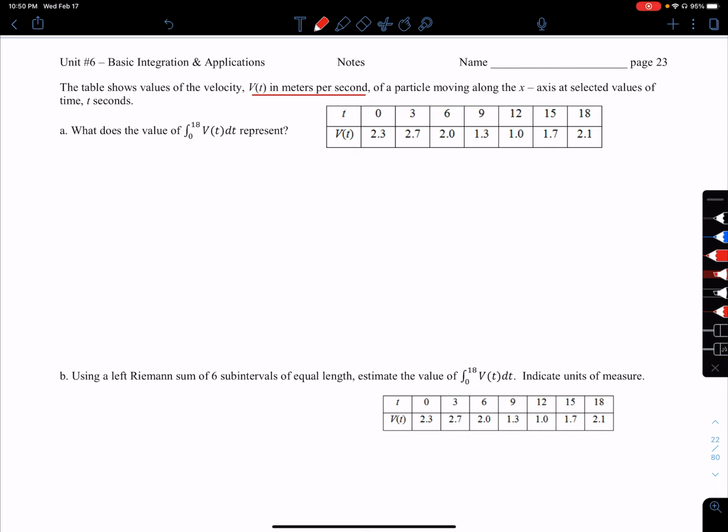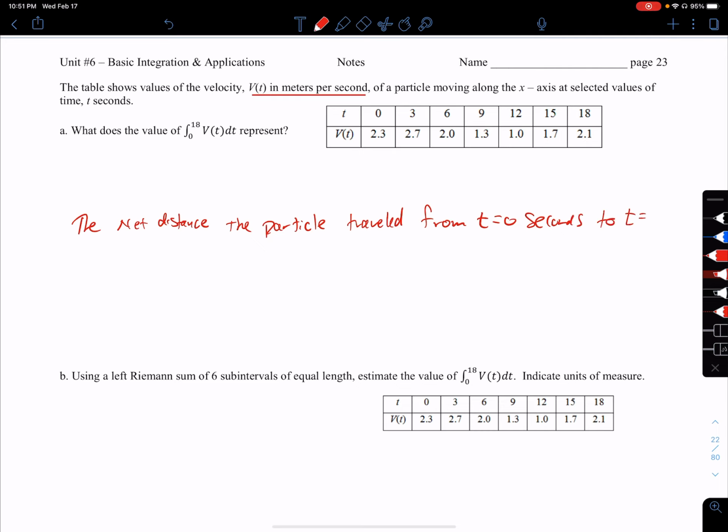This represents a net distance. It is the net distance the particle traveled from t equals 0 seconds to t equals 18 seconds.